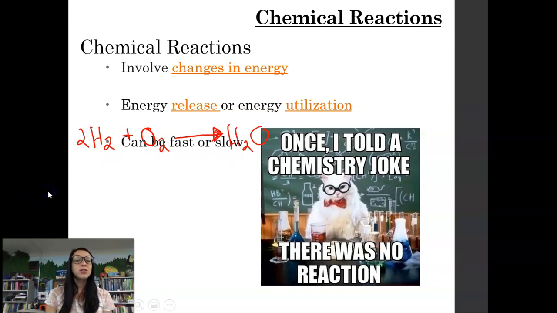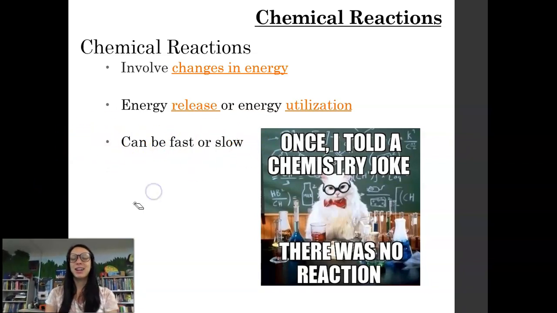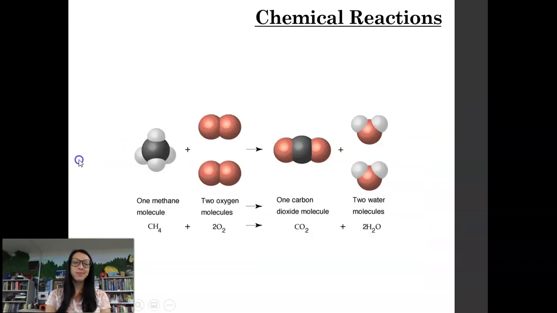Additionally, chemical reactions can be fast or slow. Sorry, I'll erase my chemical reaction there. Chemical reactions can take place over long periods of time. Think about the rusting of a car or the rusting of any sort of metal that's exposed to seawater. Or they can be really, really fast, almost instantaneous. A lot of those really fast reactions are the ones that happen inside of your body. So we'll be talking about chemical reactions all throughout the year.